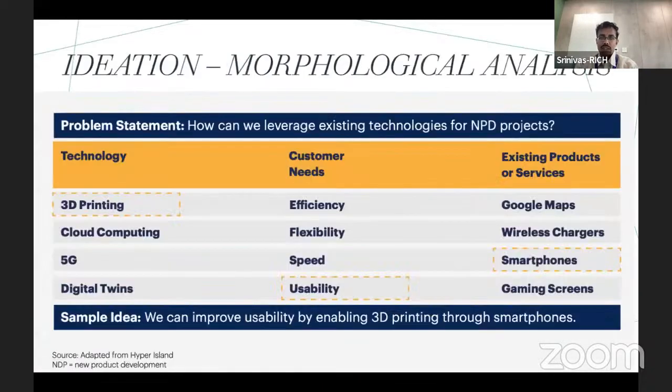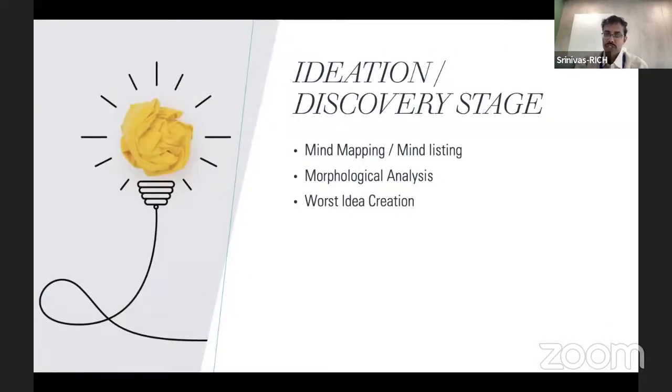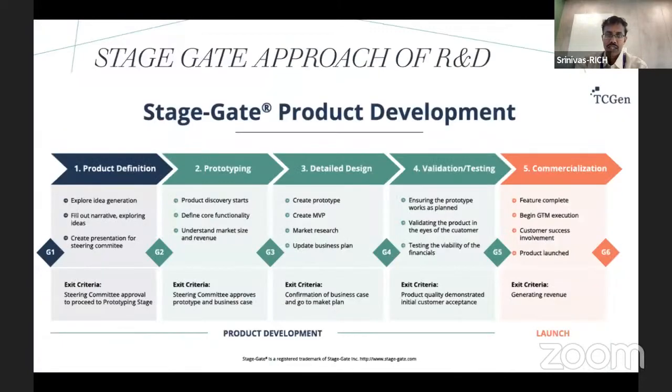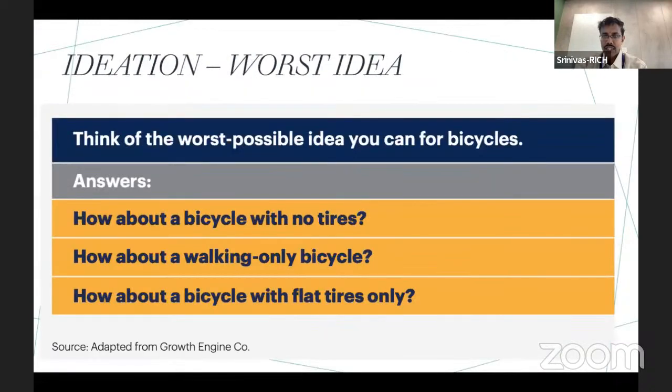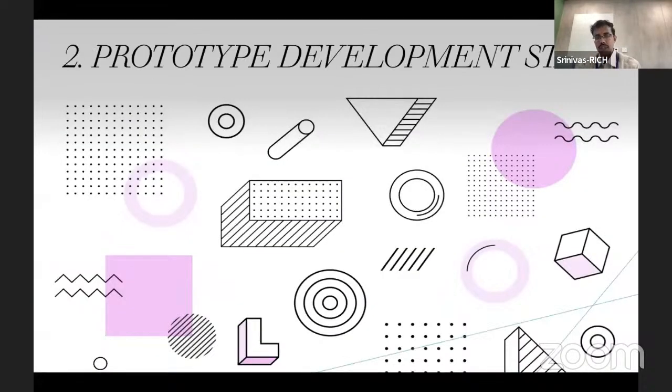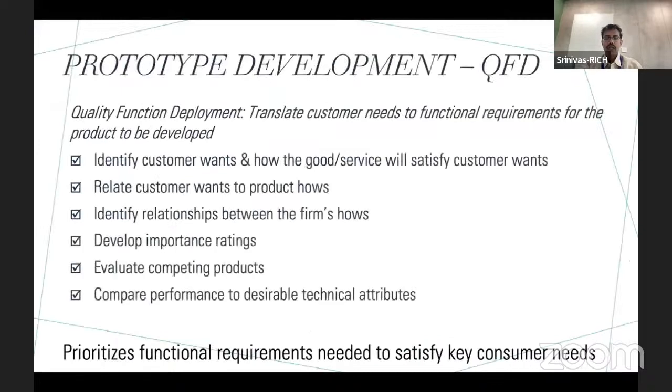So now these are some of the frameworks that we can use for the first stage, which is ideation, right? Then we go into the product definition stage and actually detailing out the product for a minimum viable product. That's the second phase. Over here, we have one of the most wonderful tools called quality function deployment. What it enables is it enables us to translate the consumer needs or wants into functional requirements for a product.